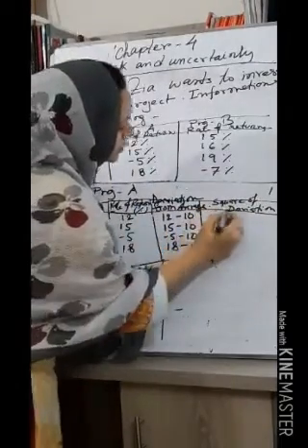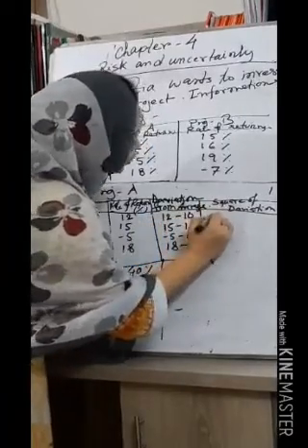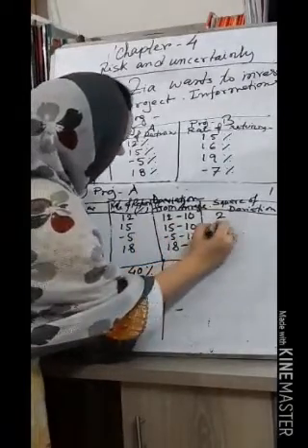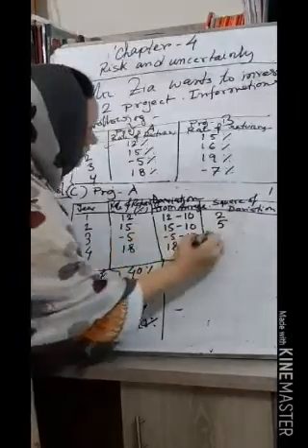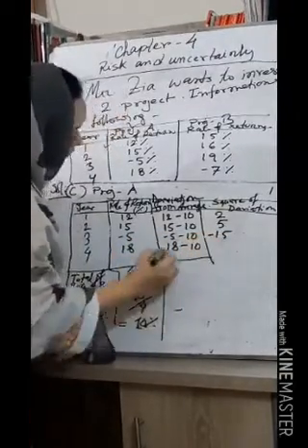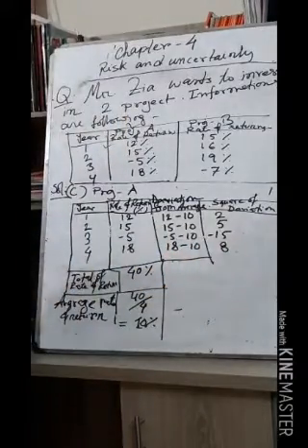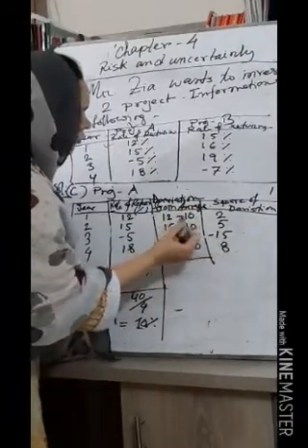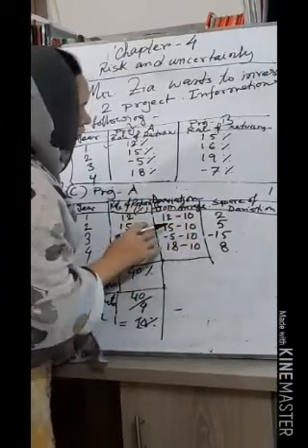So I have to write it here. The difference is 2, then the difference is 5, here the difference is 15, it will be minus 15, and the difference is 8. The deviation we can find out by deducting the average from the rate of return.